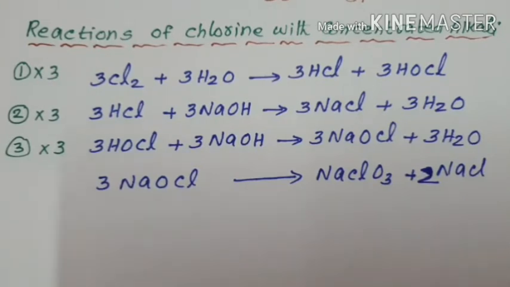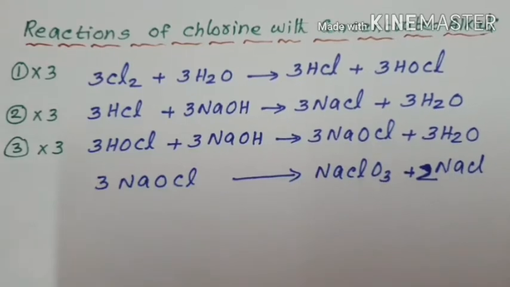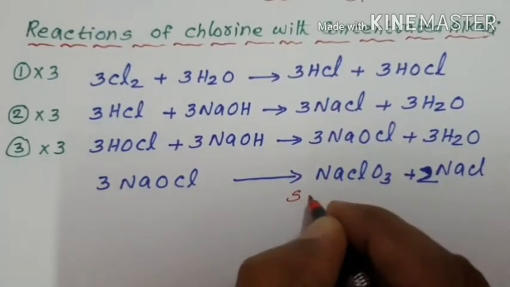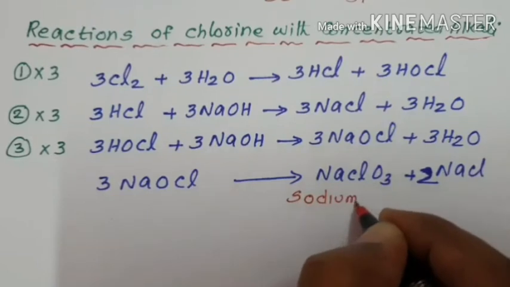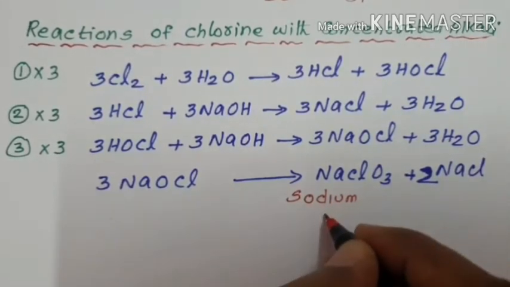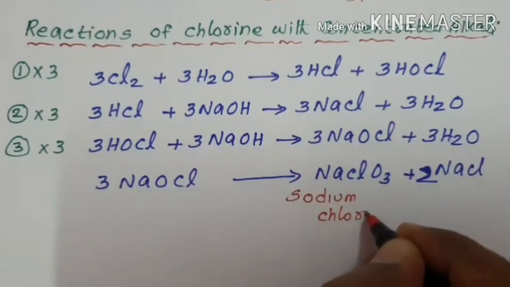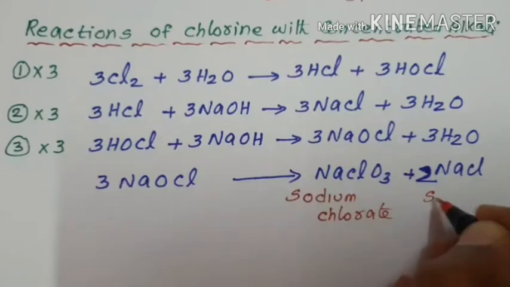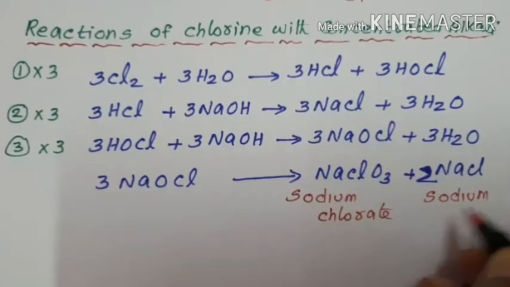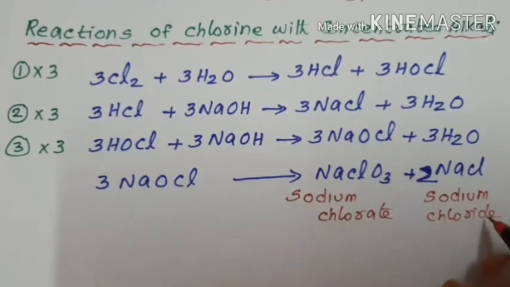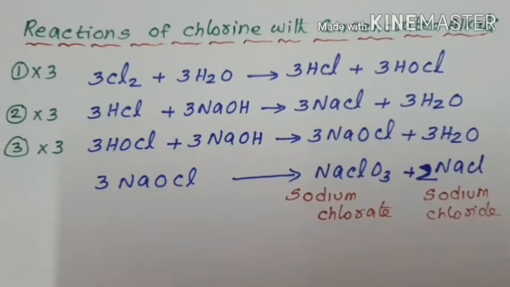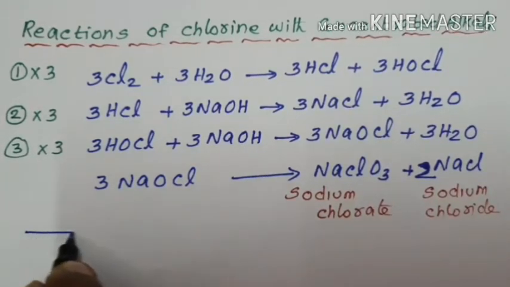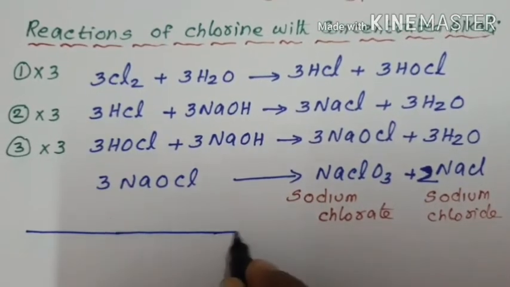So the name of this compound is sodium chlorate. Remember, with the concentrated alkali, chlorine gives sodium chlorate, and as usual our compound sodium chloride. When we add all these 3 reactions, you will get the final reaction.